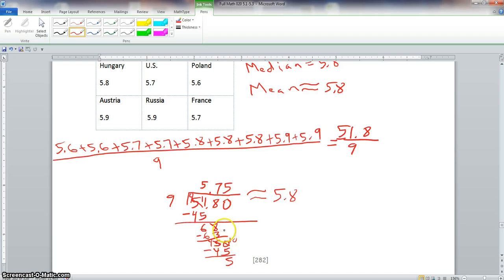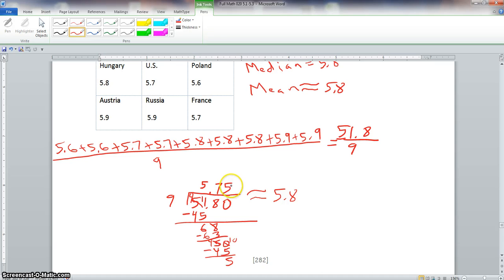Now 9 goes into 50 5 times. 5 times 9 is 45. We borrow 1 from the 5 and make this 0 a 10. 10 minus 5 is 5, and 4 minus 4 is 0. We can stop here because we want to round to the tenths place.